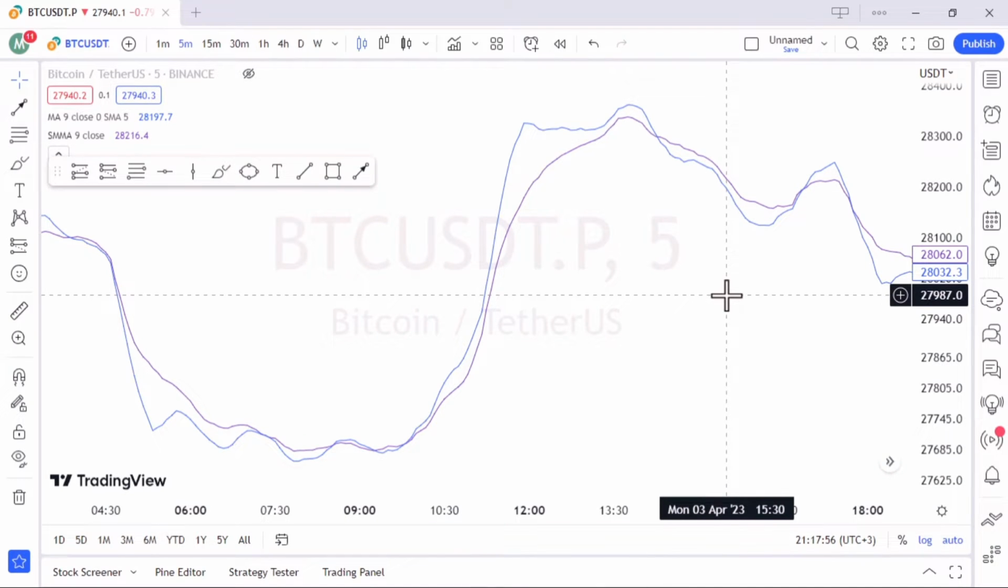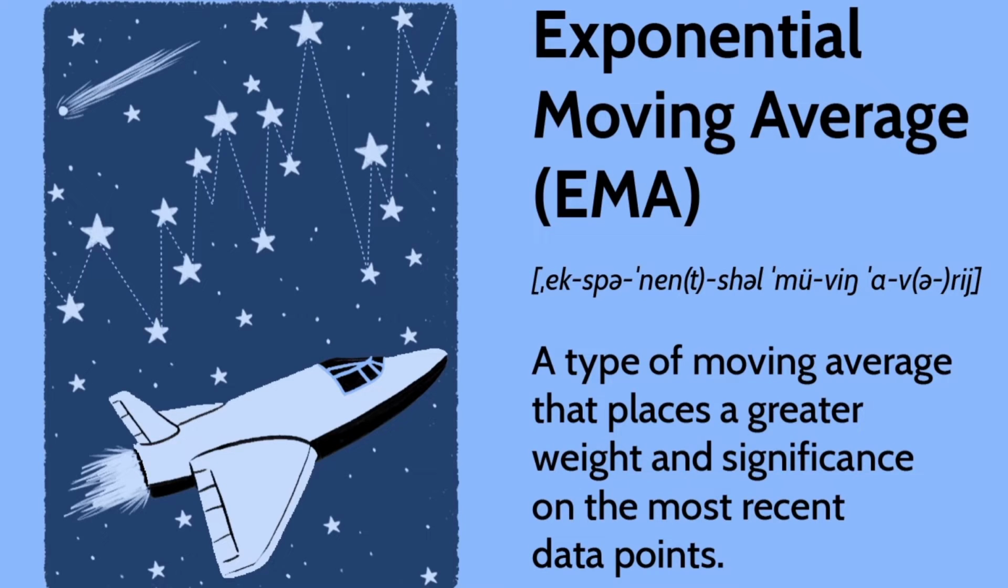More about the SMA. The exponential moving average, or EMA, gives more weight to the recent price data. This means that the EMA reacts faster to price changes than the SMA. The formula for calculating EMA is more complex than SMA, but it is widely available in trading platforms. Now let's go to the chart and find some examples.